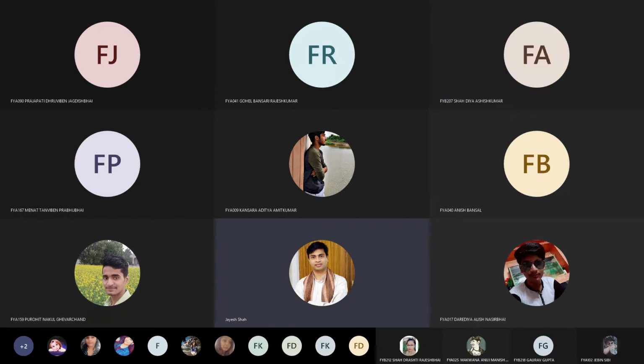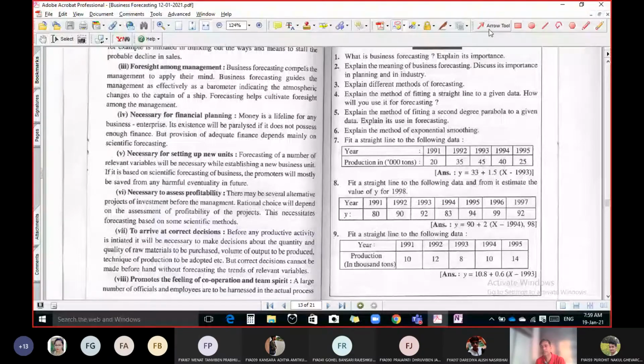See question number 8. Question number 8. The question is, fit a straight line to the following data and from it estimate the value of y for the year 1998. We have information about 7 years, 1991 to 1997, and we know the value of y.